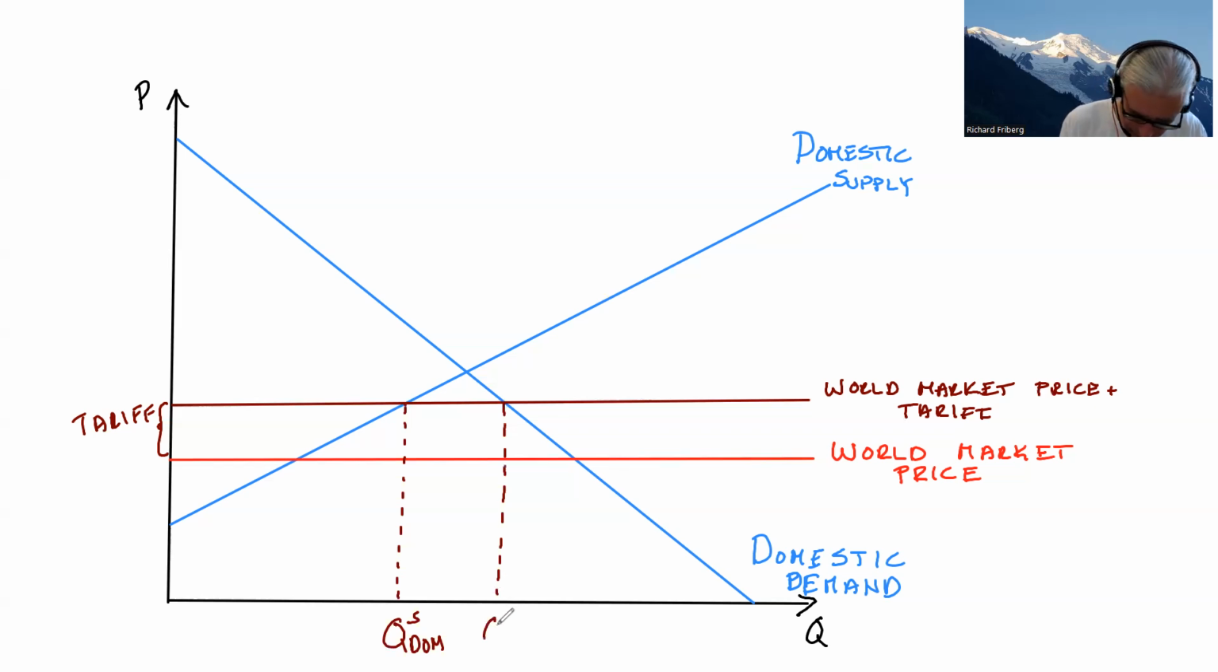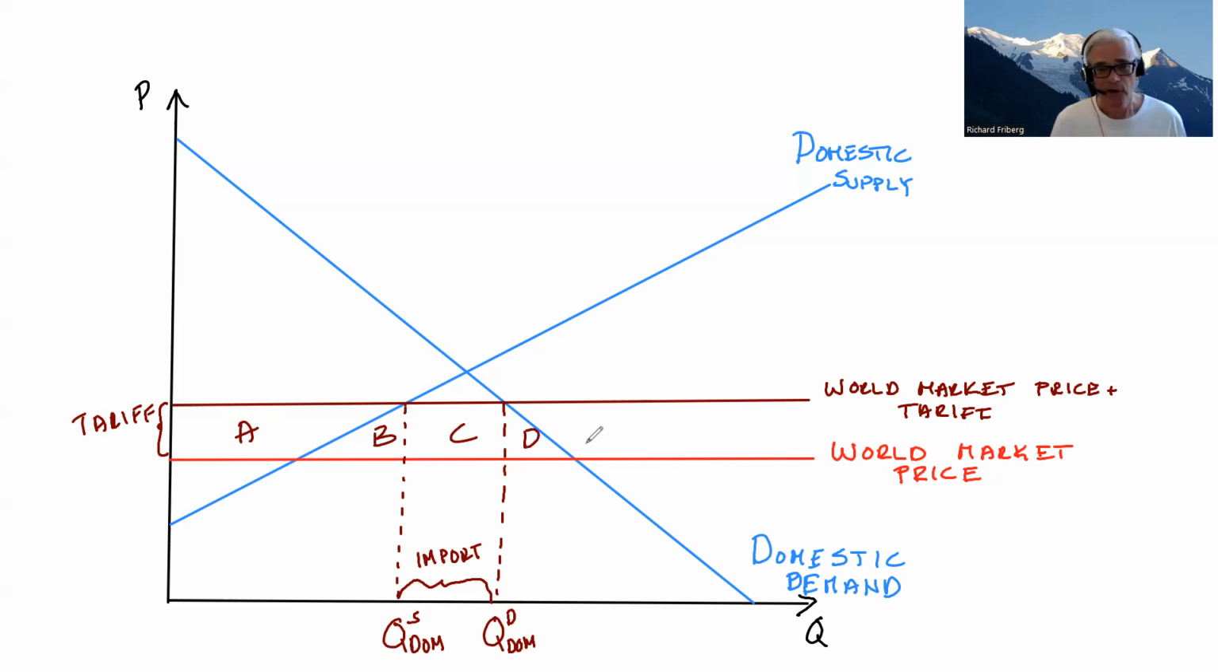At this price, well, that's going to be given by where the world market price plus tariff intersects the domestic demand curve. So Q_D domestic. Okay, and this quantity here will be imported. Okay, so in this country, people are consuming more than they're producing, they're importing. What about the welfare effects of this? We're comparing then with the free trade case. So there's essentially going to be an area between these two curves.